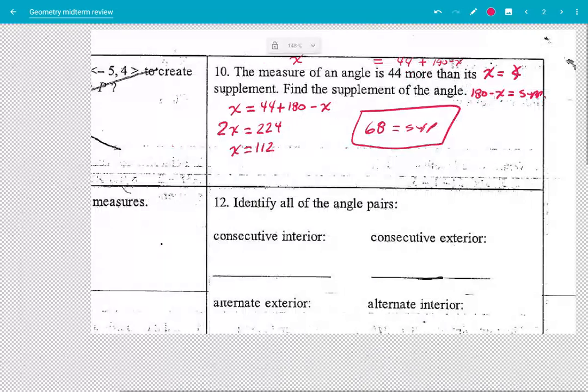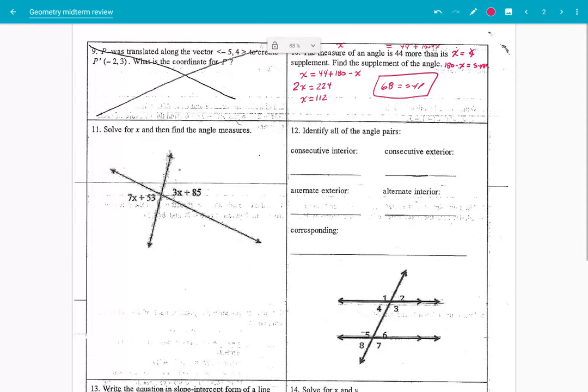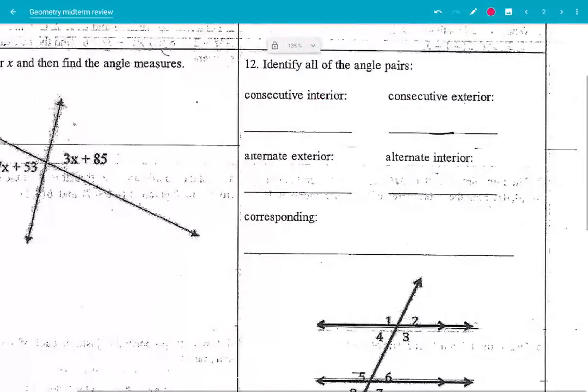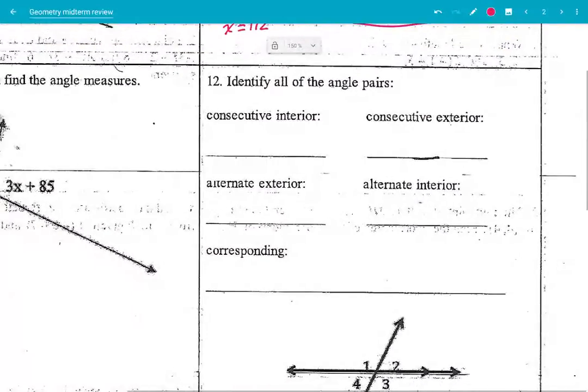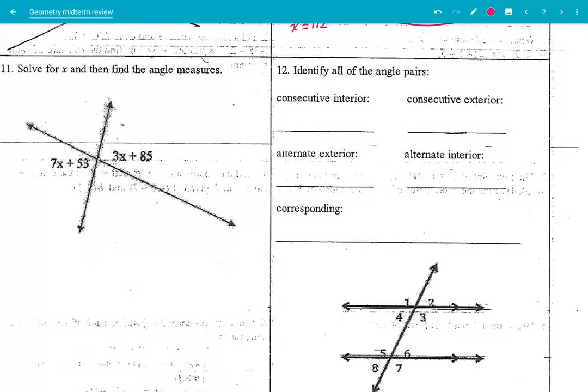Let's see. Identify all the angle pairs. Okay, we can identify all the angle pairs. We'll go the other way. Consecutive interior, or same side interior. Well, let's see. That would be 4 and 5.